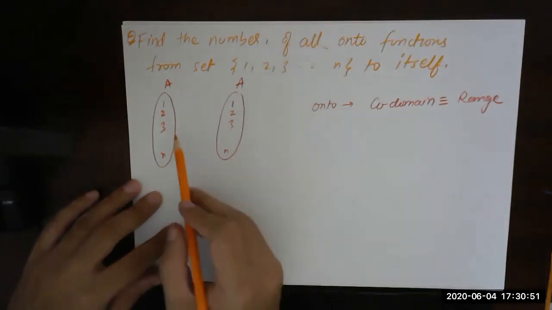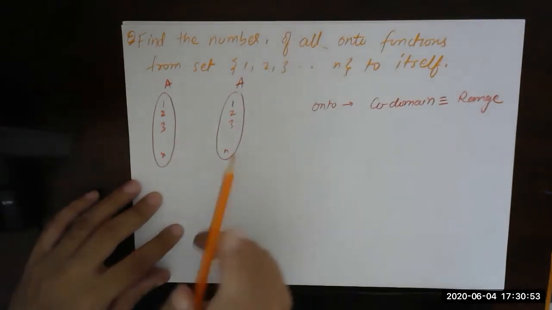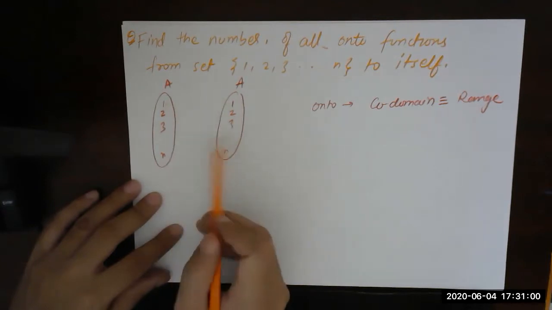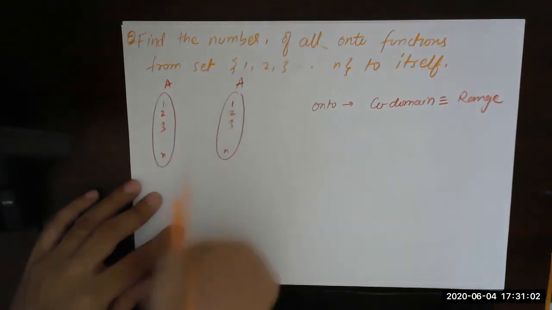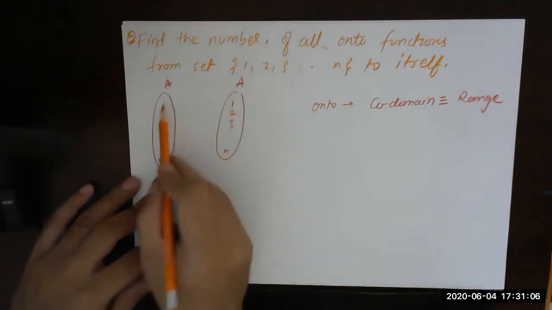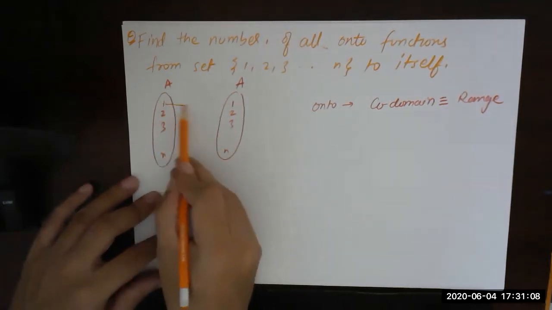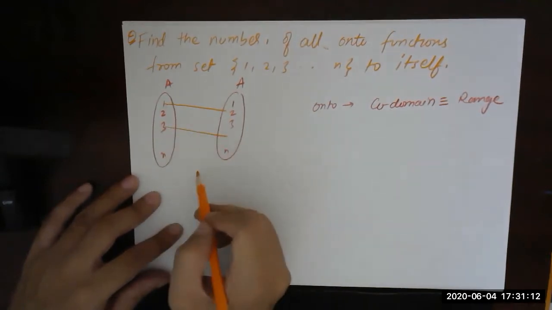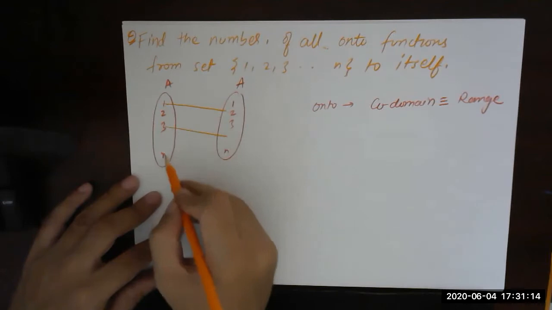if it is a function, the first thing is that I cannot connect one element with more than one. One cannot have more than one image. So that means every element has to be linked with only one. So this 1 can be linked with, suppose, 2, this 3 can be linked with, suppose, 4, and so on, right?